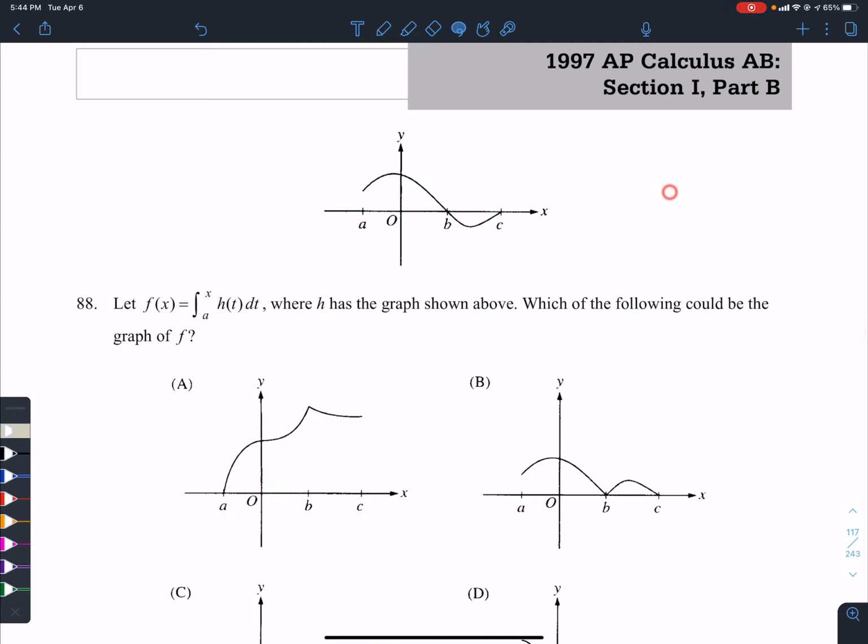1997, number 88. So f of x, this is f of x. And let me make this bigger. That's going to be the integral from a to x, h of t dt.